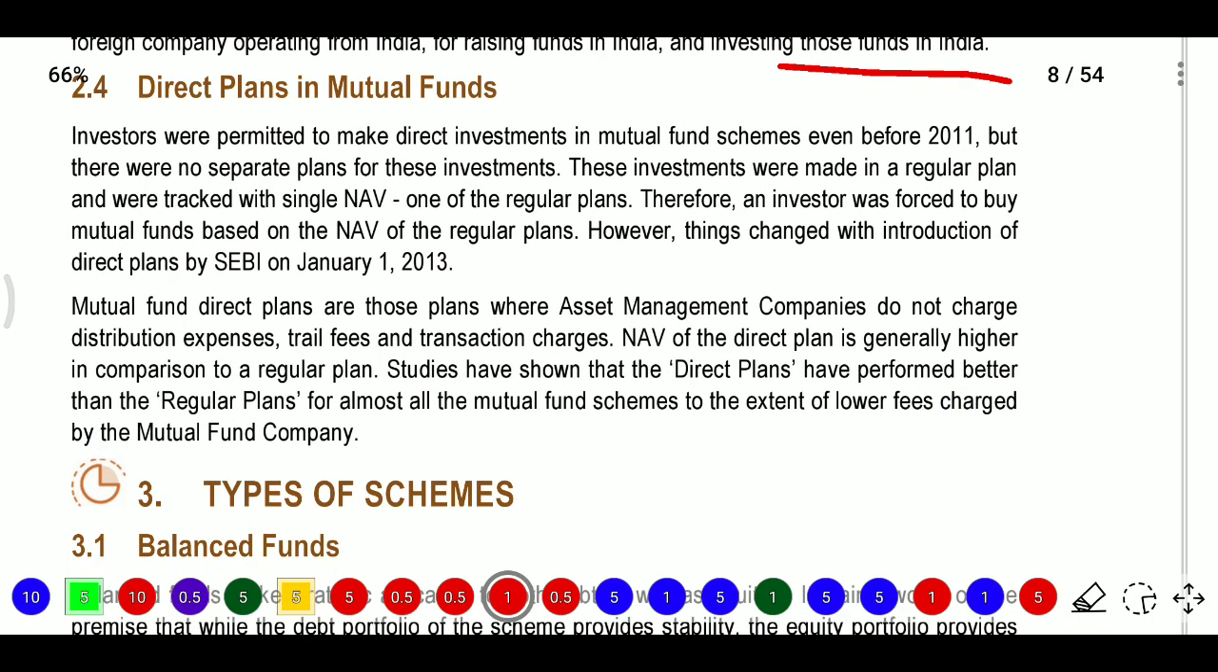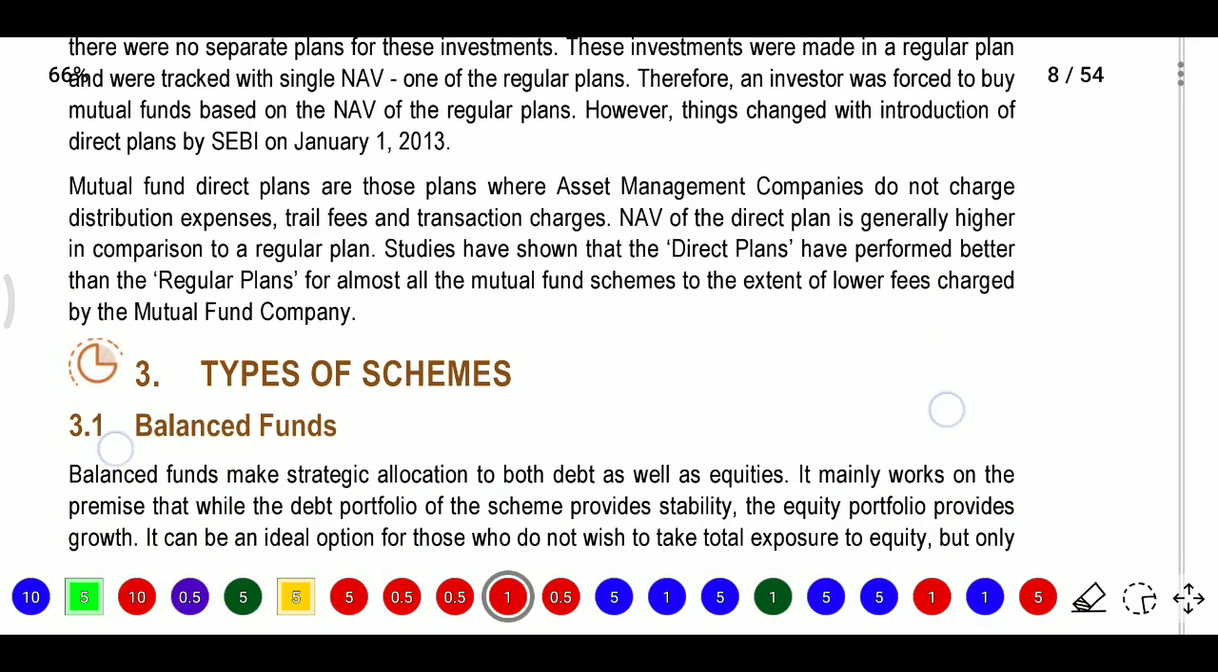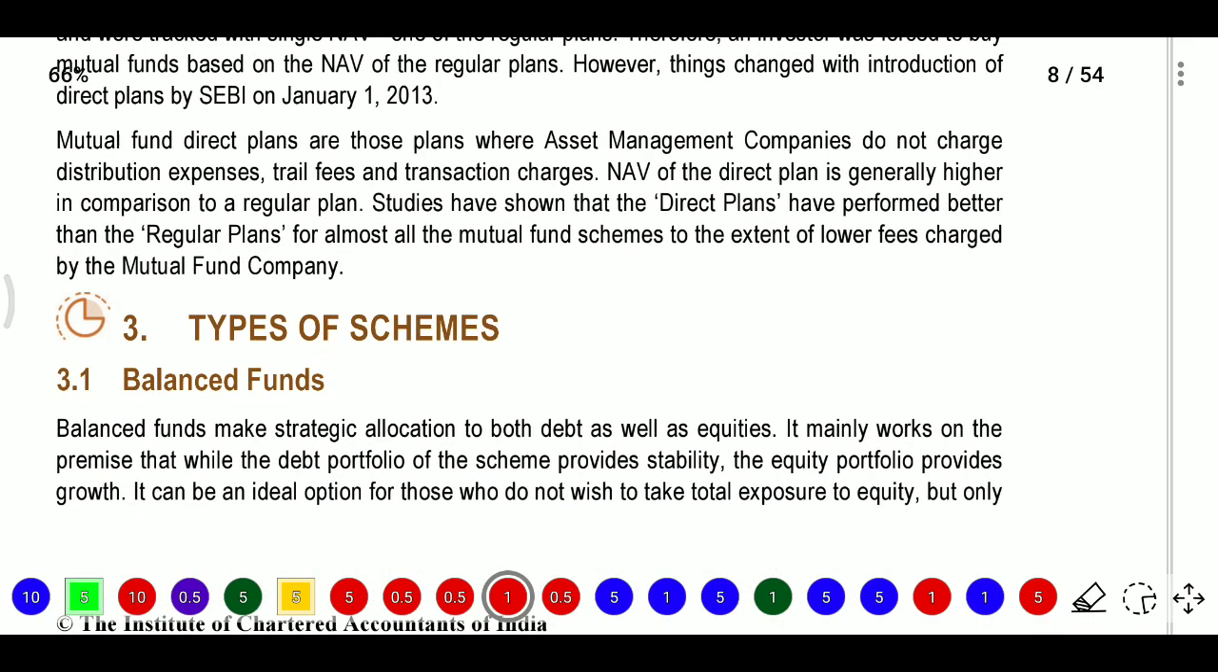However, these things will be changed with the introduction of direct plan by SEBI on January 1st 2013. Here mutual fund direct plans are those plans where the AMC, that is the asset management company, does not charge distribution expenses or trail fee or transaction charges.